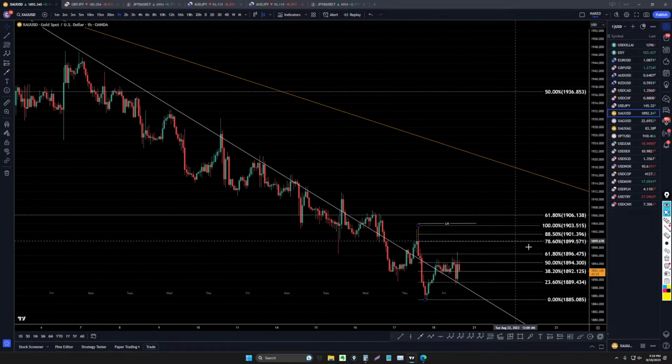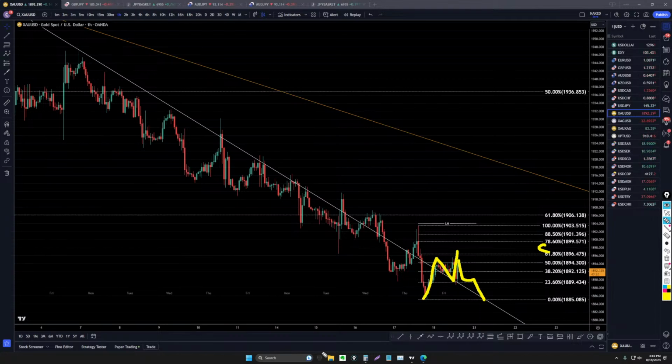And gold, remember how I said I wouldn't go long on gold? 1, 2, 3 waves down, just made a fib bounce. This is probably going down.